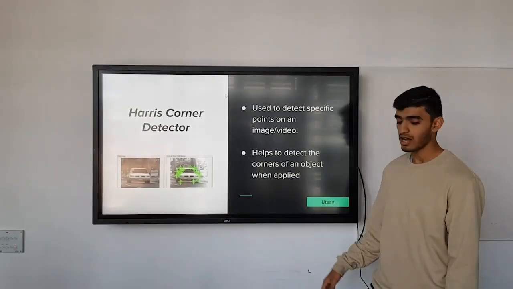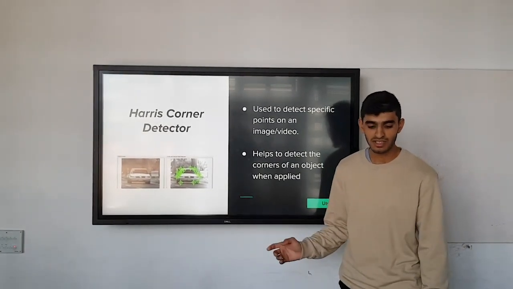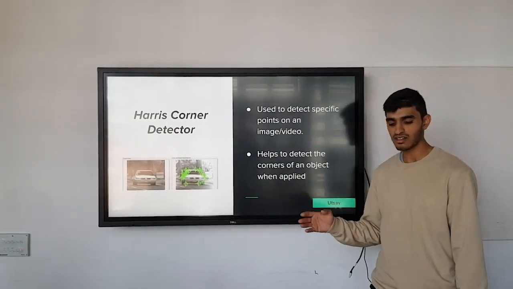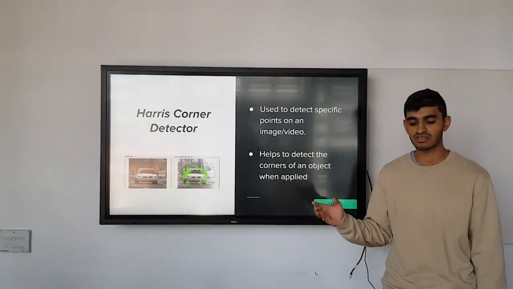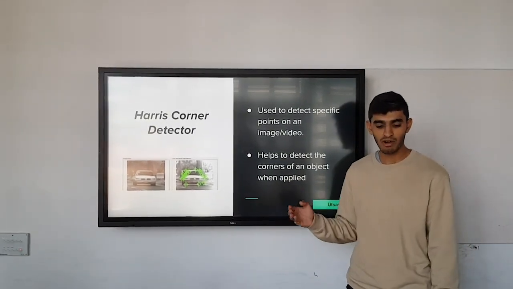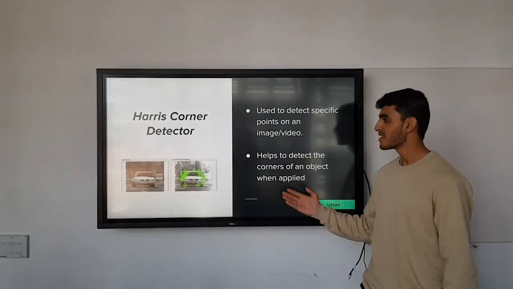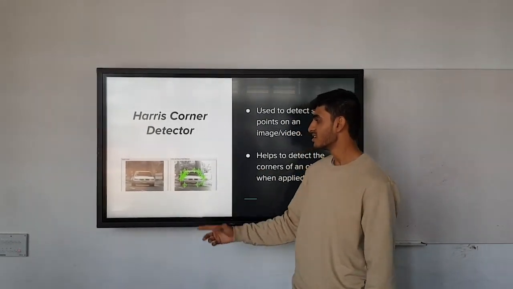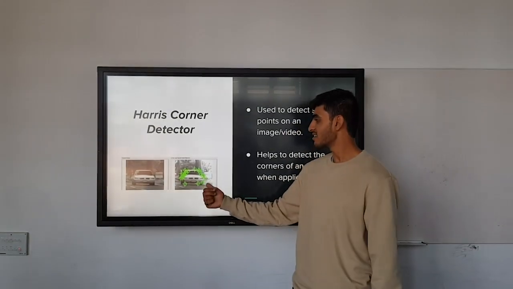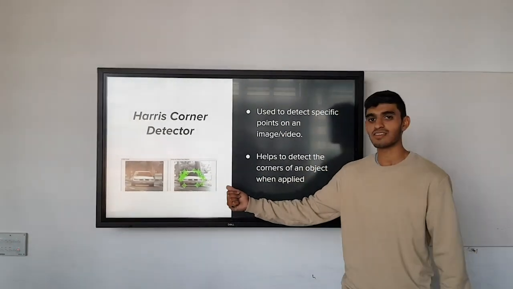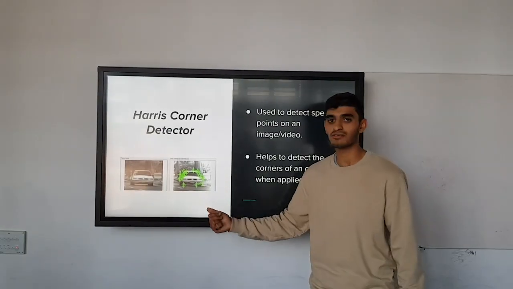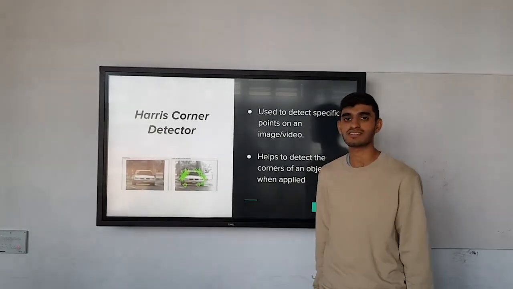This detector helps to find corners of an image where there are certain interferences, and thus helps gain more information about a specific entity, hence making it very important. The image to the left here shows an image of a car, and this image to the right shows how the Harris corner detector is applied to it and identifies the corners.